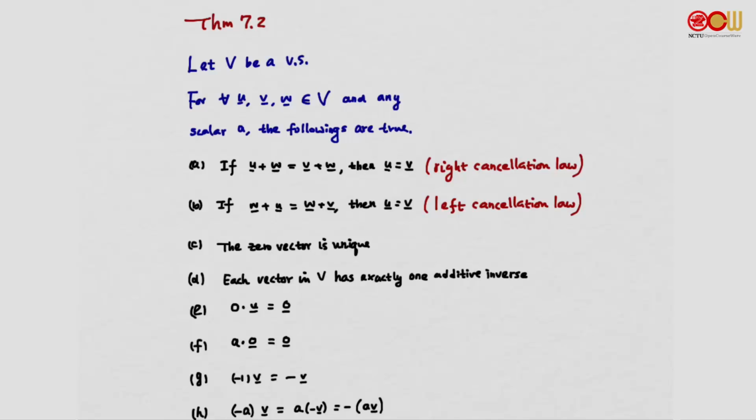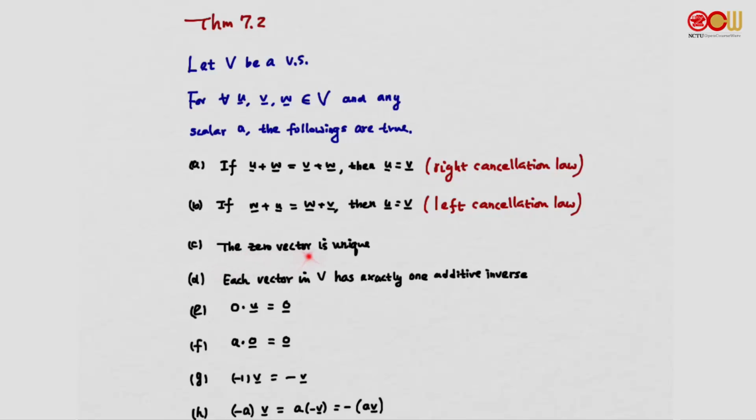And this means we can cancel off w on both sides. This is called the right cancellation law. This algebraic manipulation is something we took for granted before, but now here it requires a proof. And b is the opposite, the other way around. w is put in front, and then we can also cancel w off, and again use the same as v. This is called the left cancellation law.